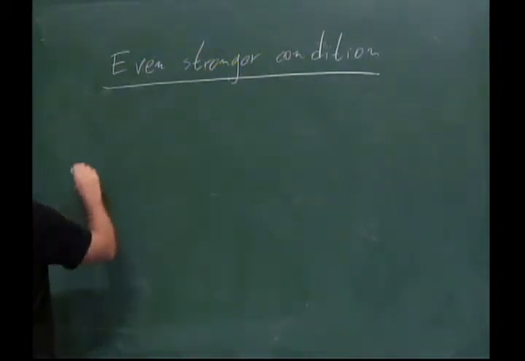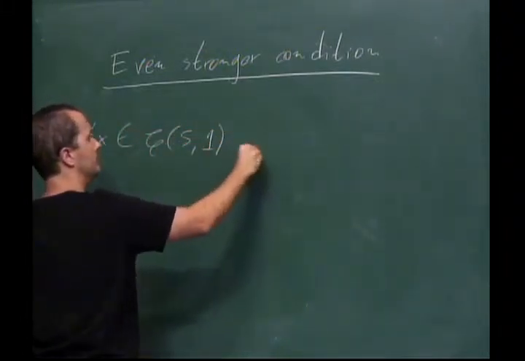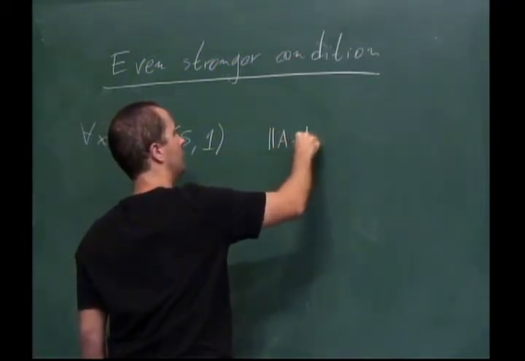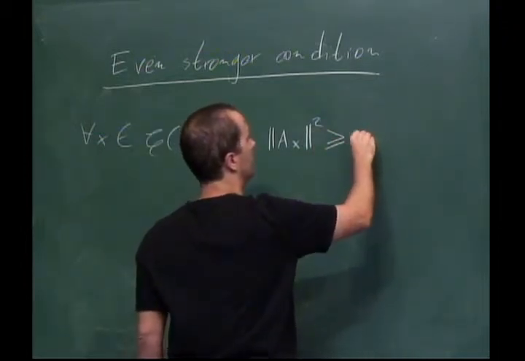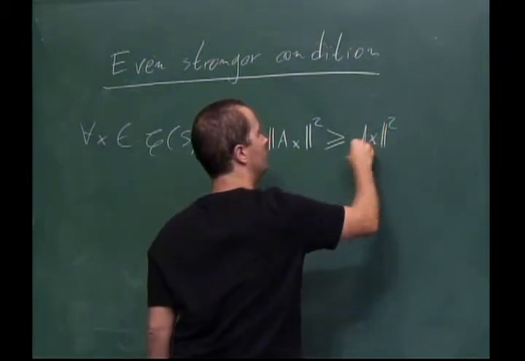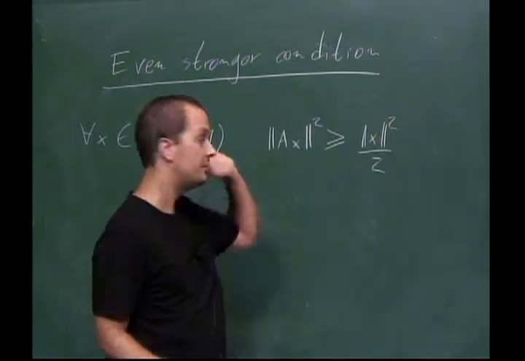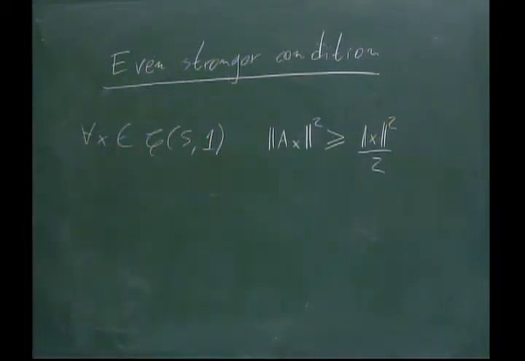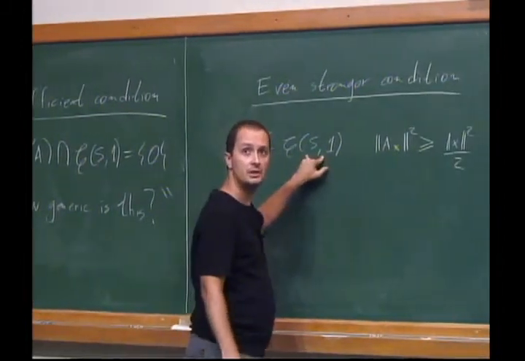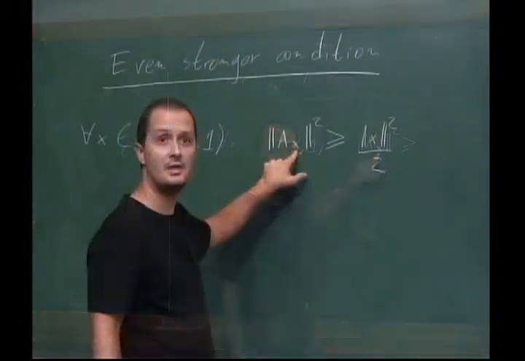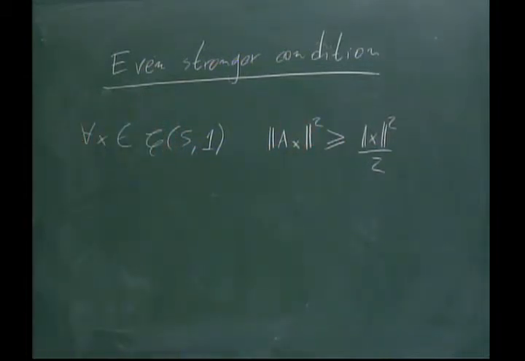Which is to show that for all x in this constraint set, if you look at the norm of A times x squared, this is larger than, say, norm of x squared over 2. Actually, it could be norm of x squared times any positive constant. This certainly implies the previous condition, because if you know this, then you take a non-zero vector in here. It cannot be in the kernel of A. The norm of A times x is going to be larger than the norm of x, which is positive. So this is an even stronger condition.